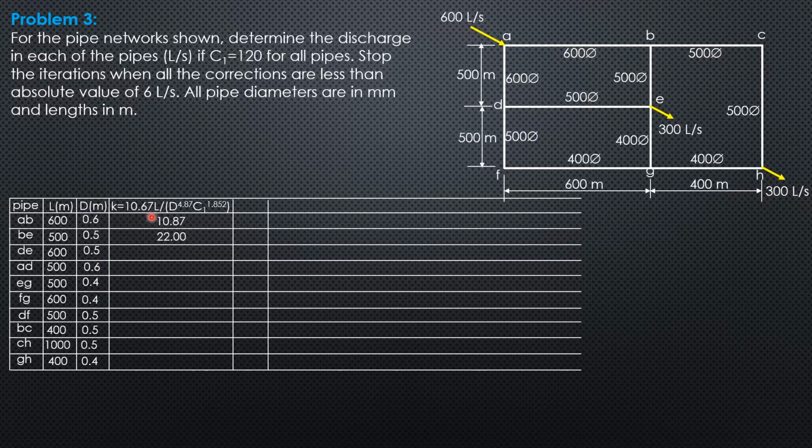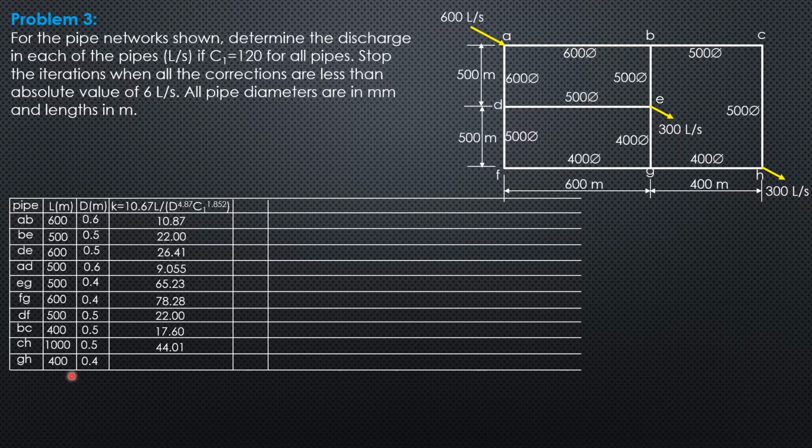Next, replace L by 600, 26.41. Then length 500, diameter 0.6 into this formula in your calculator, 9.055. Then diameter only 0.4, change, 65.23. Then length 600, diameter no need to change, 78.28. Then change length to 500, diameter to 0.5, 22. Change length to 400 only, 17.6. Change length to 1000.